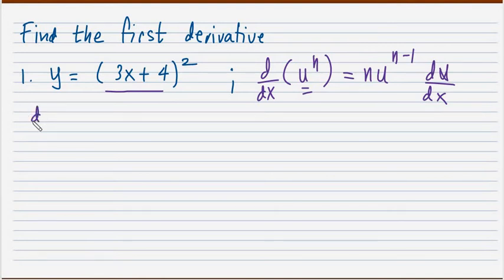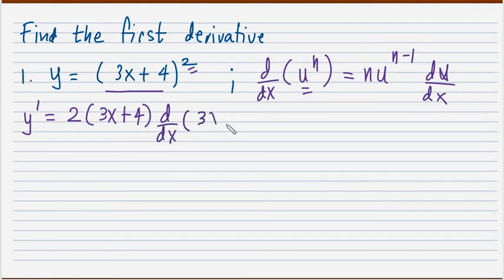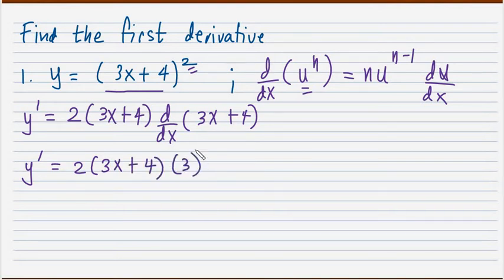So y prime, or the derivative of y with respect to x, is simply 2, that's our n, times 3x plus 4. 2 minus 1 is 1, I don't need to write it. And multiplied by the derivative of 3x plus 4. So finally, that will now be 2 times 3x plus 4. The derivative of 3x plus 4 is simply 3. So the final answer is now 6 times the quantity 3x plus 4.